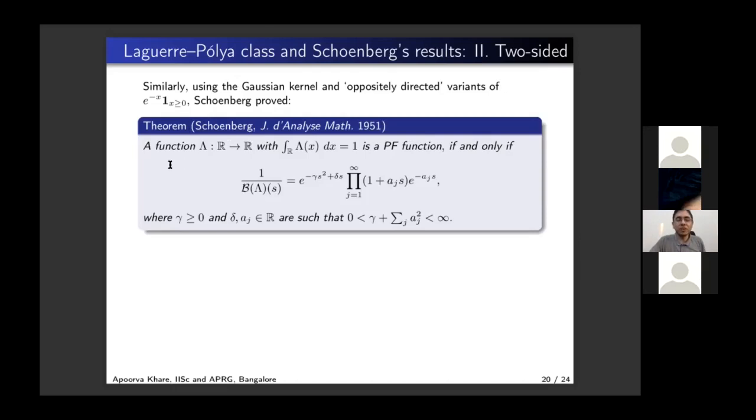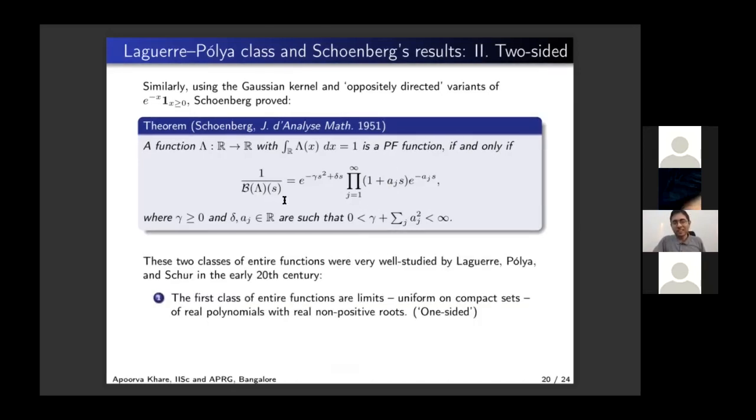A function is a Polya frequency function, a density function, if and only if the reciprocal of its Laplace transform is of this form: the Gaussian times some delta. Delta can be a real number, the a_j can be real numbers, and you multiply by this infinite product of this form. Okay, and such that gamma plus the summation of a_j squared is less than infinity, and that's good enough to guarantee the convergence of these functions.